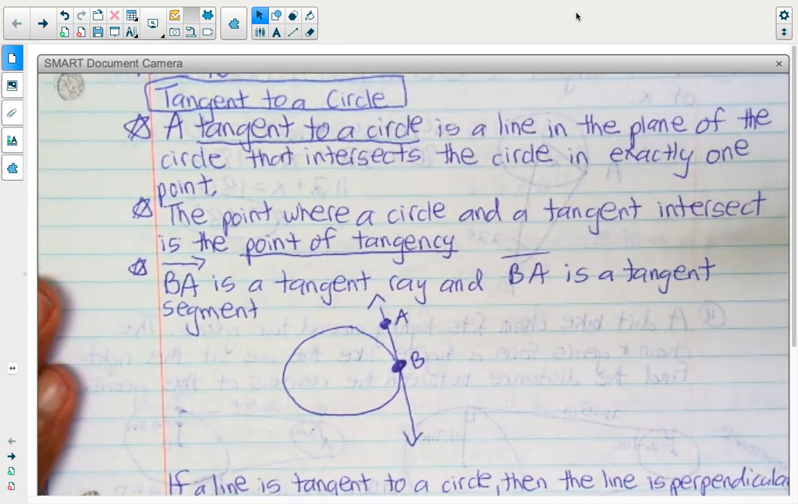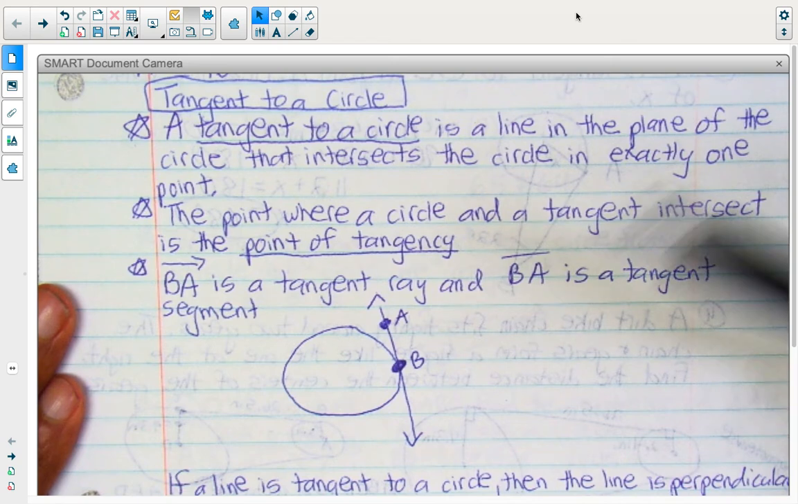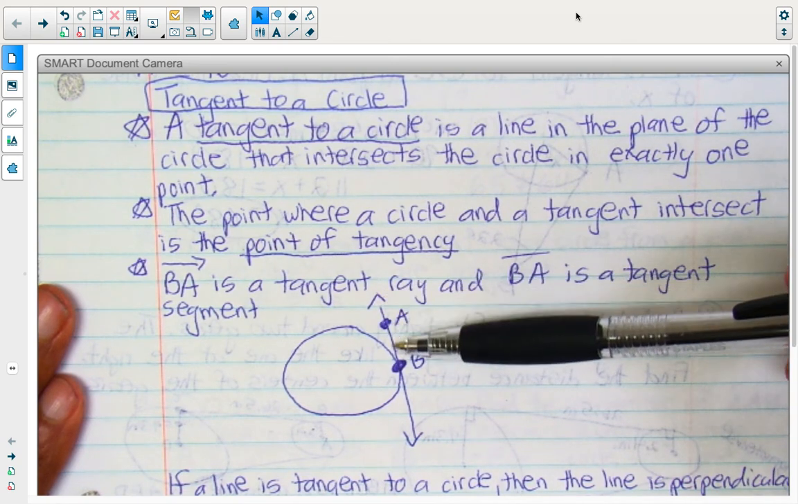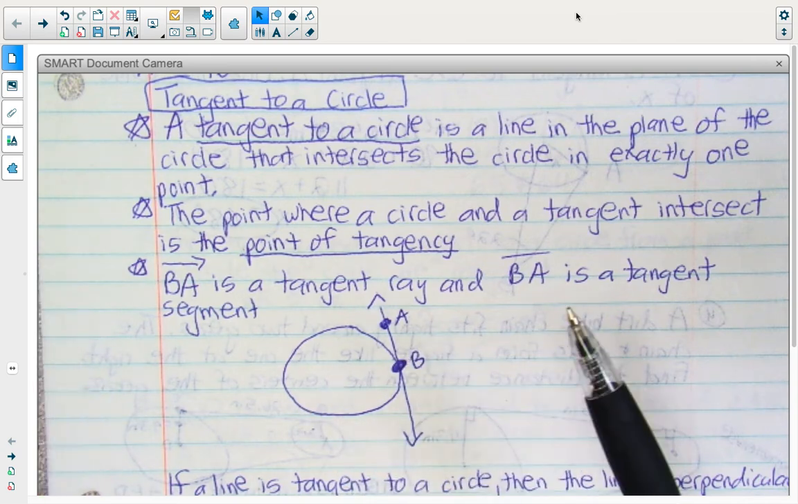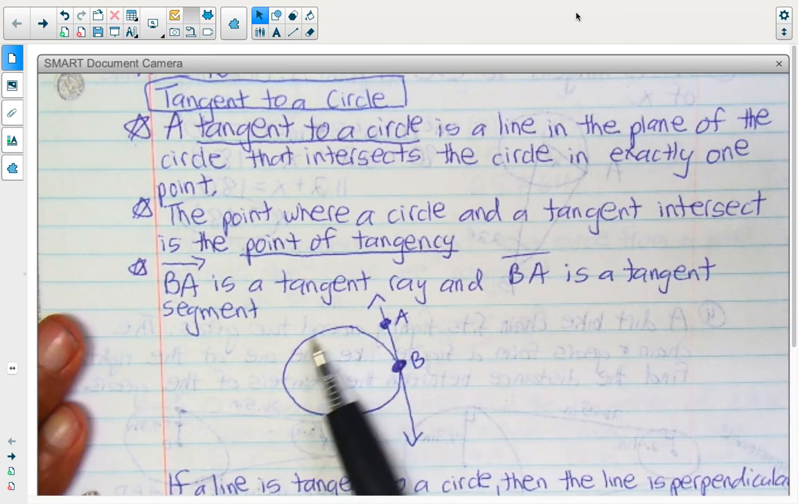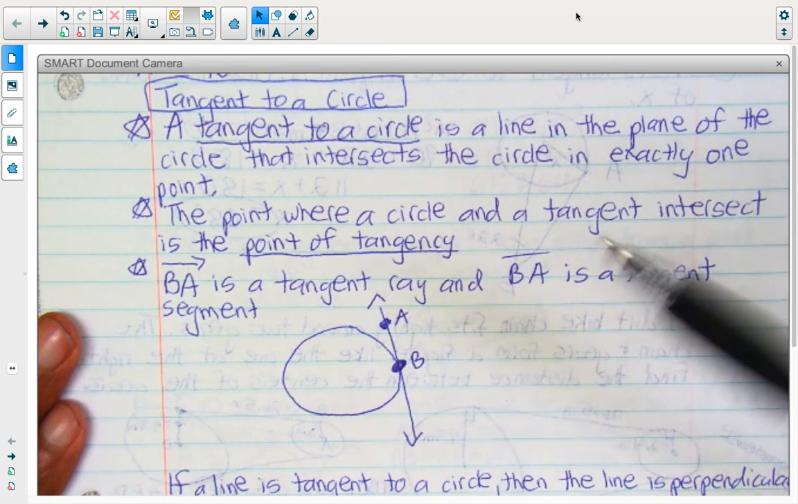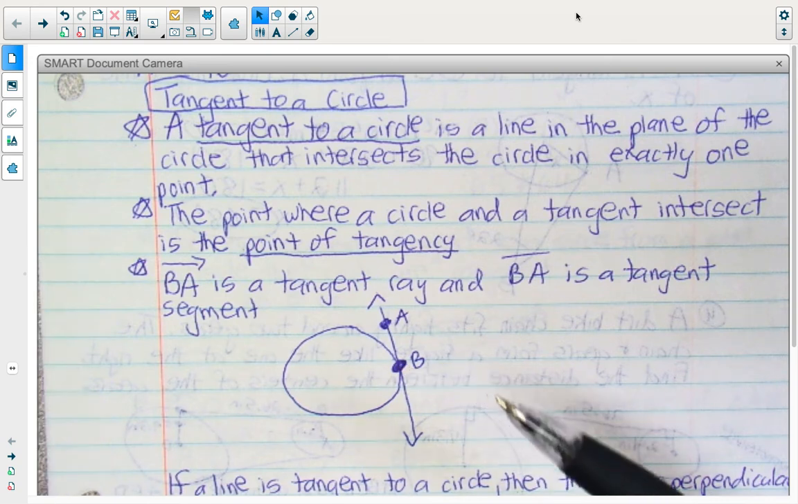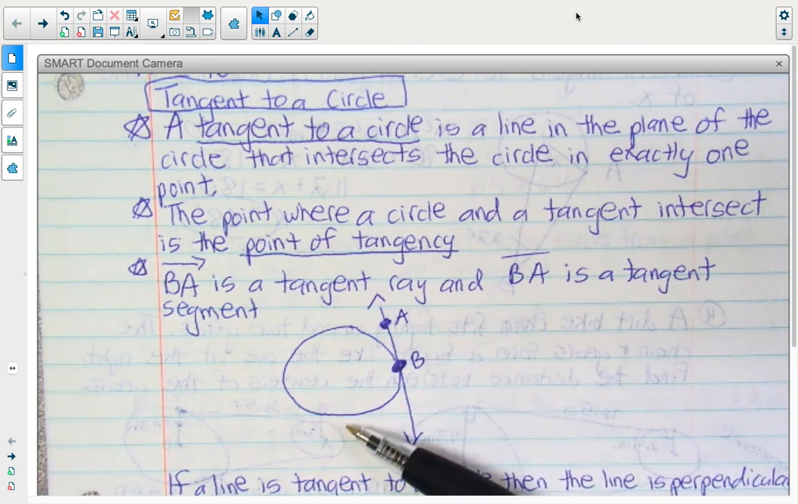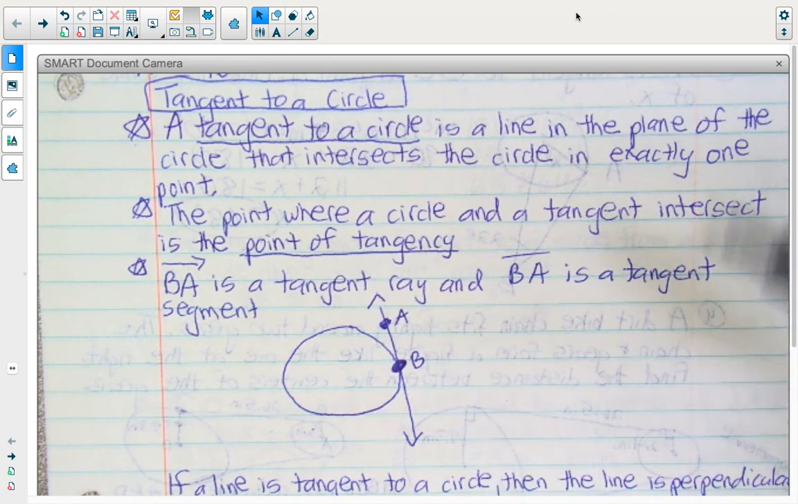A tangent to a circle is a line in the plane of the circle that intersects the circle in exactly one point. So I have this line here, AB, that is intersecting this circle. Not the best circle, but here we go. Point B is called the point of tangency. That is the point where the line intersects the circle.